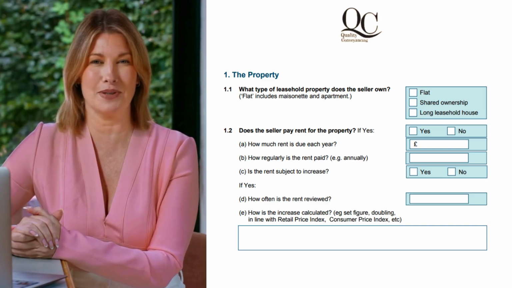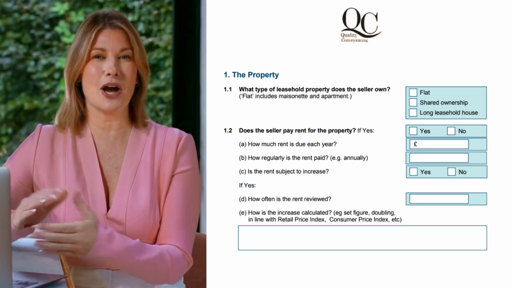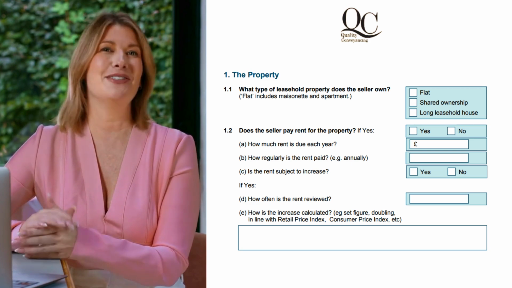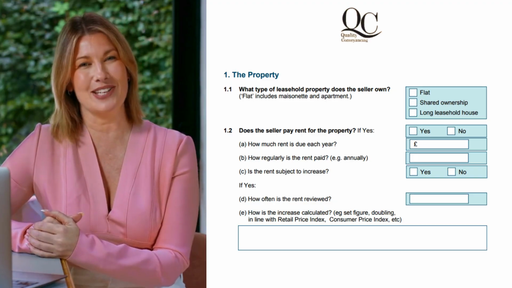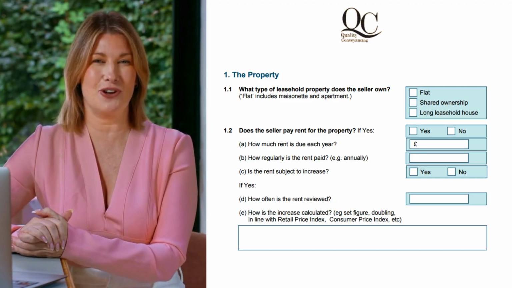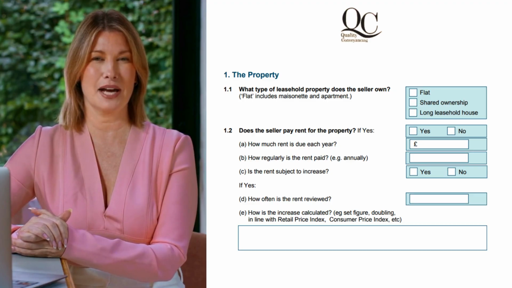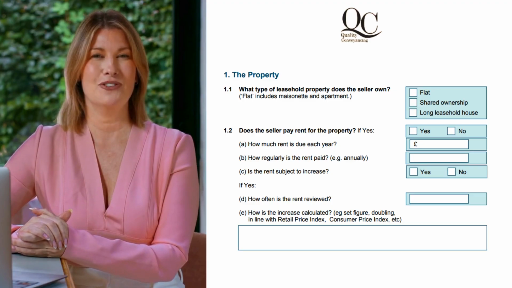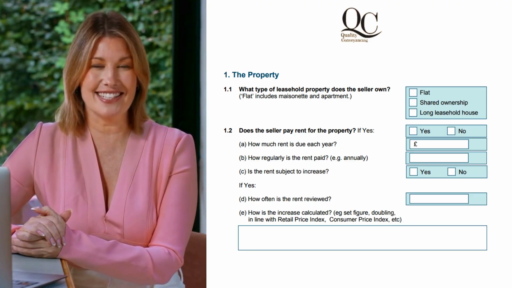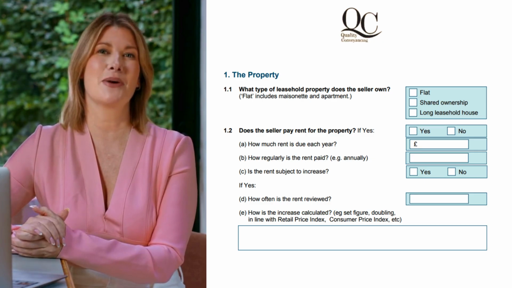Section 1 covers the property. This section is about the type of leasehold property you're selling. You'll tick whether it's a flat or apartment, shared ownership, or a long leasehold house. Next, the form asks about ground rent. You'll confirm whether ground rent is payable, how much it is each year, how often it's paid, and whether it increases over time. If the rent does increase, don't worry, you're just being asked how it's reviewed.